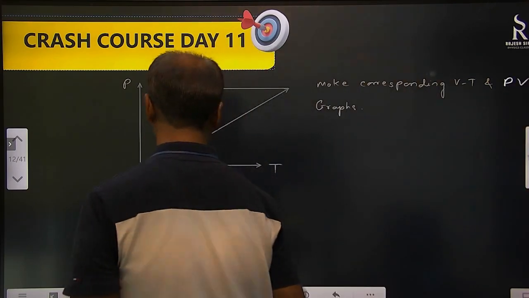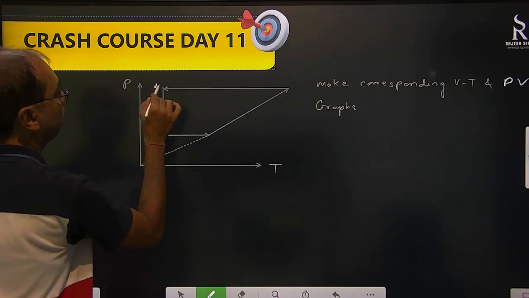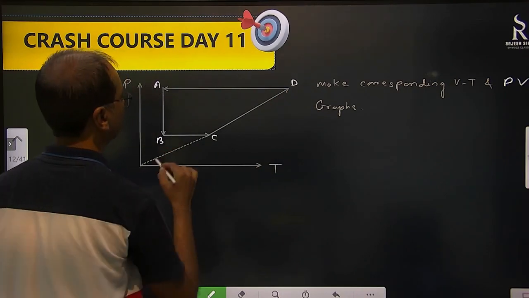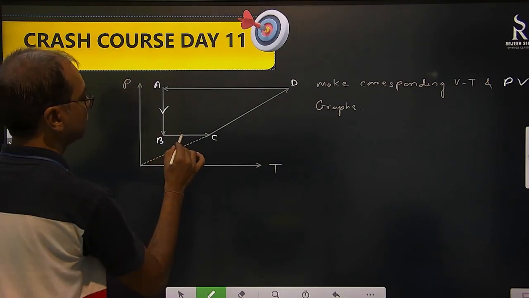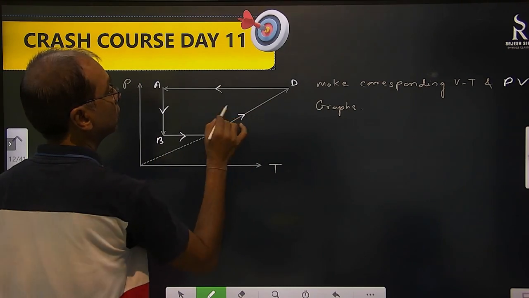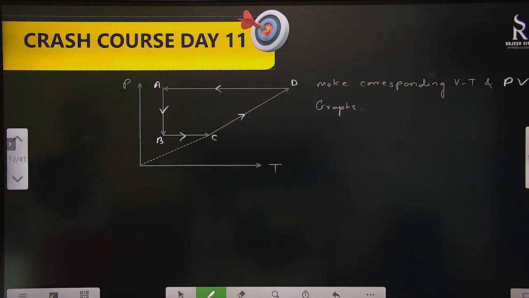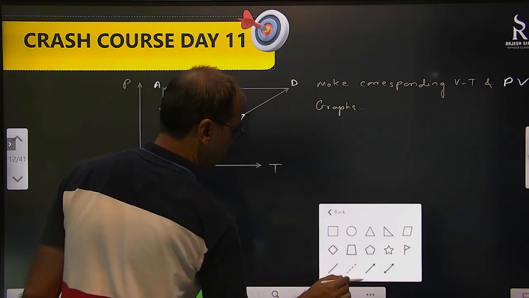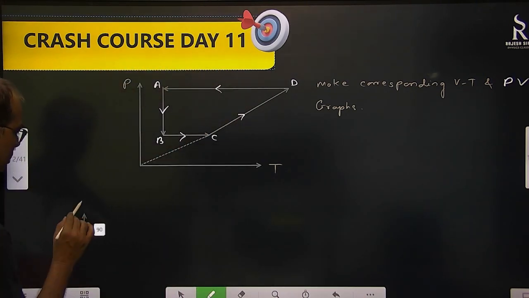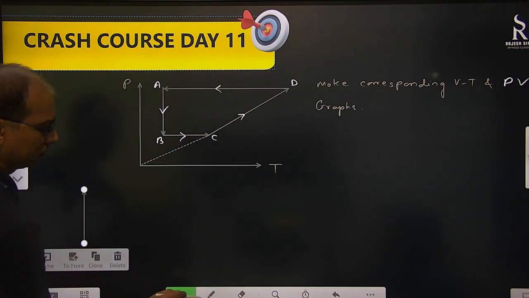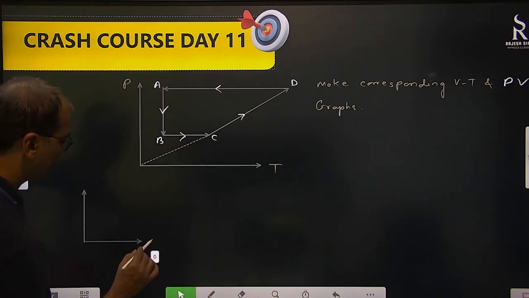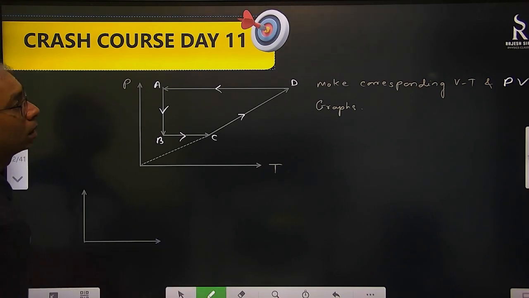Okay. And in this one, how is the process? It's like A, B, C, D and then A. Okay, like this. So we have to make the VT graph and the PV graph. Okay, fine. So let's make two graphs here. I am making small graphs this time so that we can make them within less space only. So here are two graphs. VT.